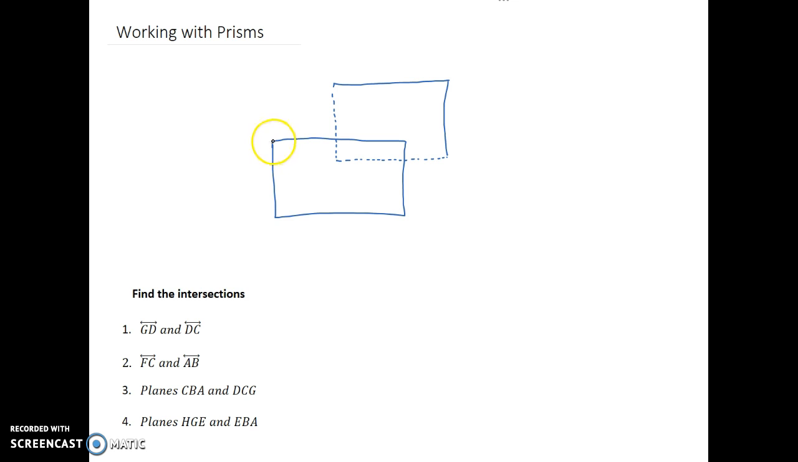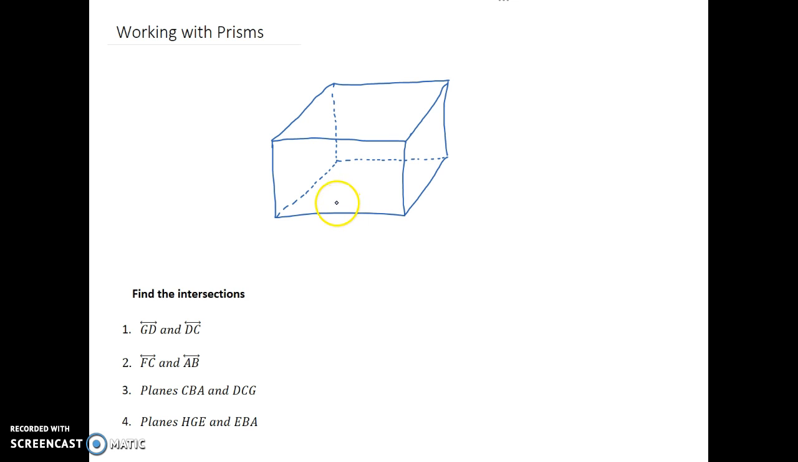And then I'm going to go from top left to top left, top right to top right, bottom right to bottom right. And then this last one, it's in the background, so I'm going to do dots. And so there's our prism.